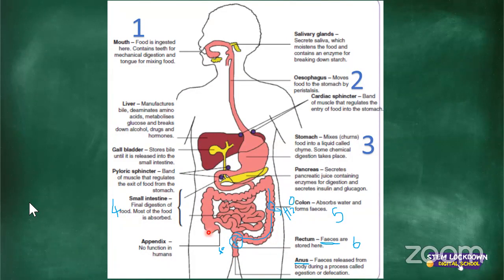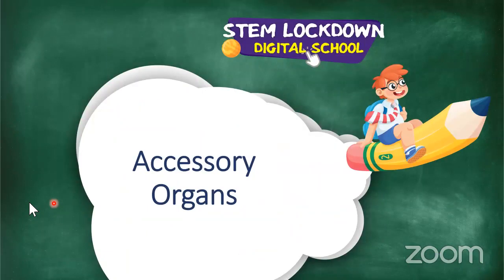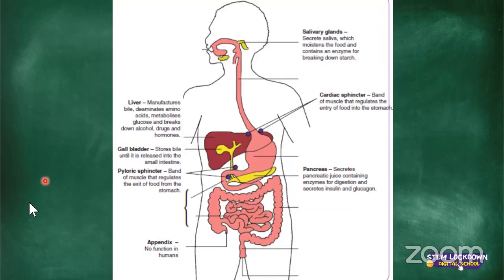Okay, let's move along. With the organs of the alimentary canal, we have accessory organs. These are organs which help for the process of the alimentary canal to go faster and to be more effective. We're just going to go through the accessory organs of the digestive system. We're going to start here. We have the salivary glands, which will obviously assist in the mouth.